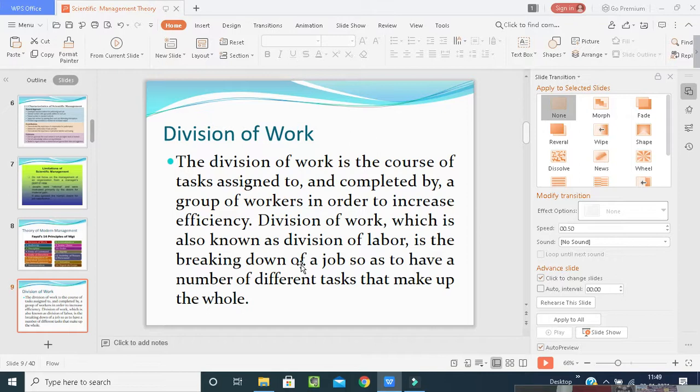Division of work is a course of tasks assigned to employees and completed by employees and a group of workers in order to increase efficiency. There should be efficiency among the employees who are working, and the task should be completed at last. Division of work is also known as division of labor. So don't get confused. It is the breaking down of a job so as to have a number of different tasks that make up the whole. Whole means here the whole project, and it should be worked on.